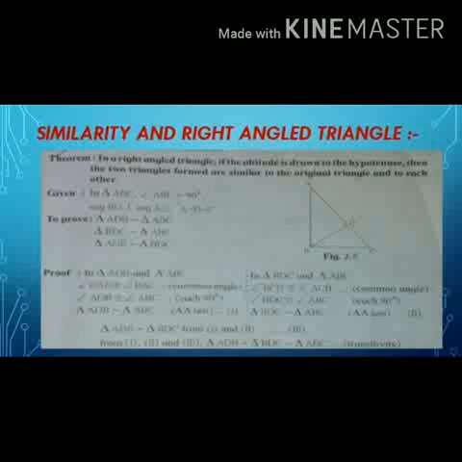What is the theorem? In a right angle triangle, if the altitude is drawn on the hypotenuse, then the two triangles formed are similar to the original triangle and to each other. In this theorem, the first statement is given and the second statement is to prove.